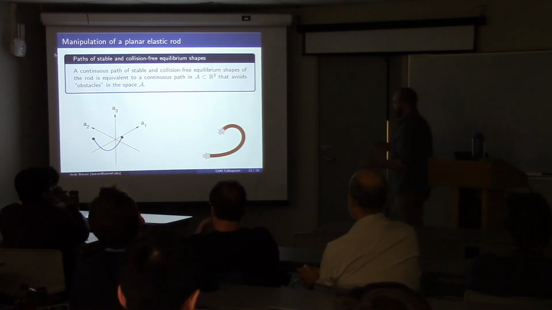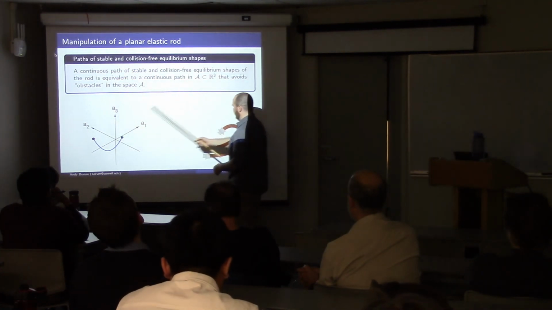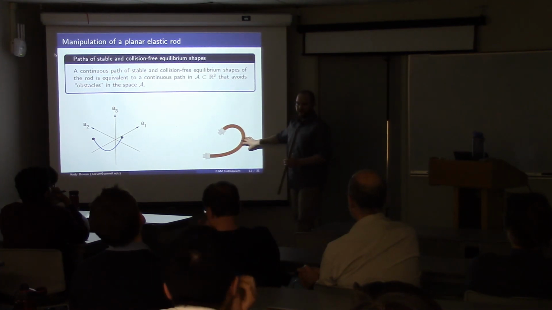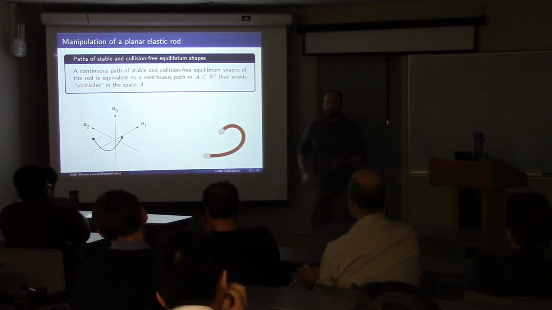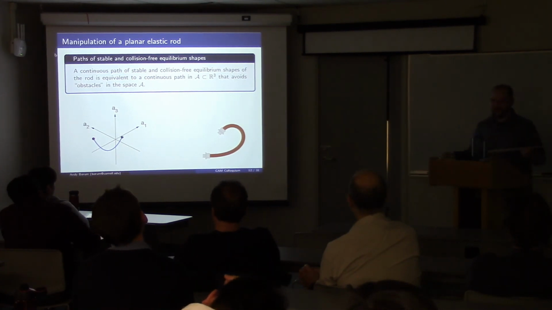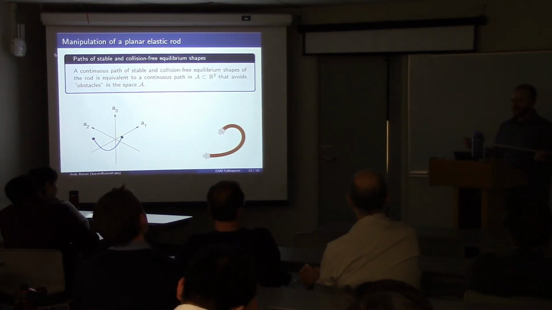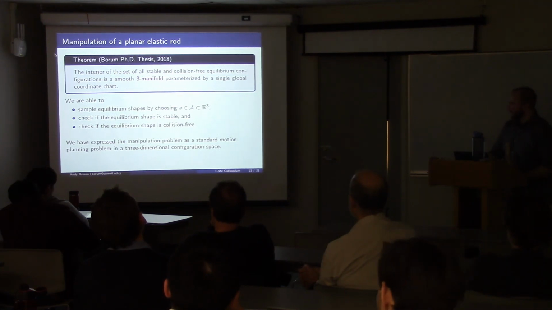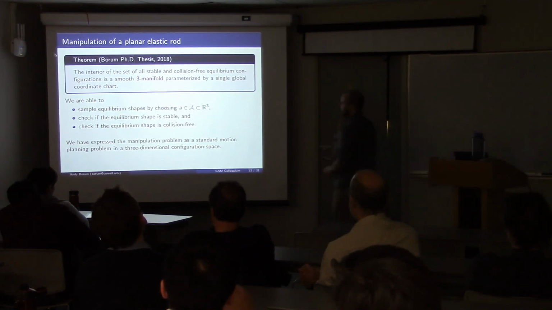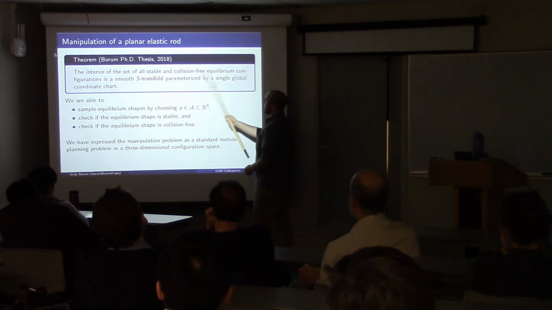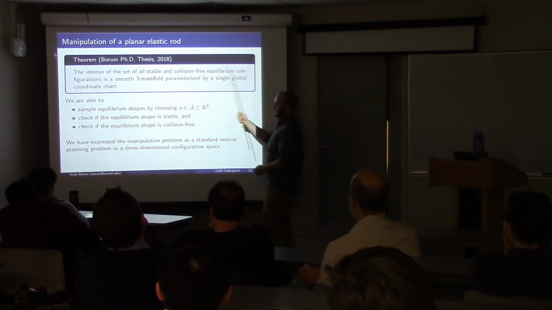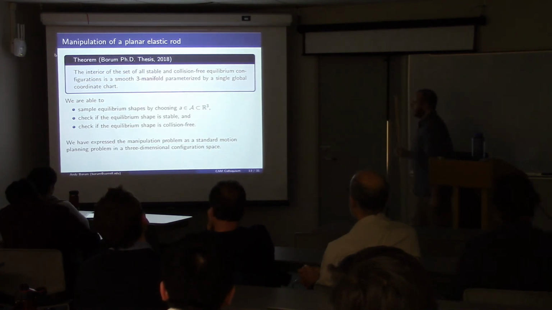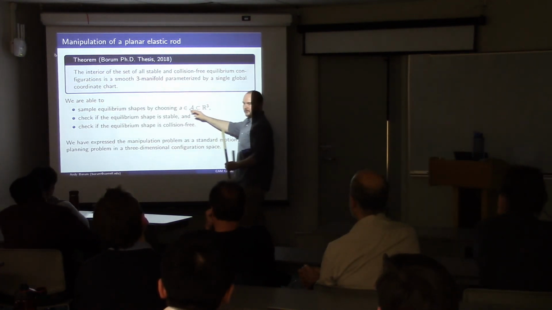There are a few ways to look at it. One reason is that the map from A space to shape is not smooth at those points. Another way to look at it is that those shapes are statically indeterminate. From a variational perspective, those shapes are abnormal, so we can't test their stability. So what we're going to do is just avoid them altogether. The main result we can prove from this work is that the set of all equilibrium shapes that are stable and collision-free has an interior that is a smooth three-dimensional manifold, and this A serves as a global coordinate chart.